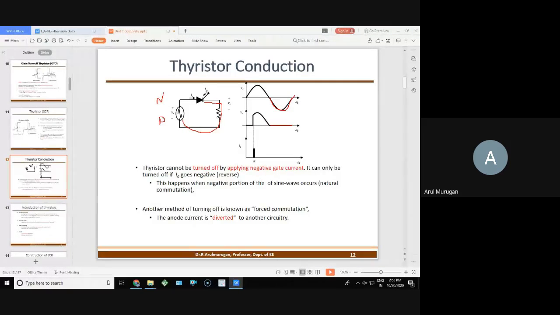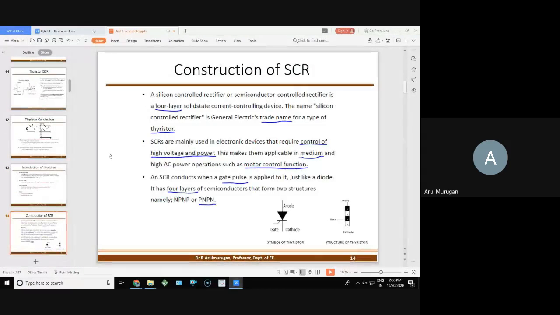So that's why this diagram as well as this waveform is of a half wave controlled rectifier. Important: why is it called a controlled rectifier? Because an SCR is used. Fine. So let's go ahead with the construction.